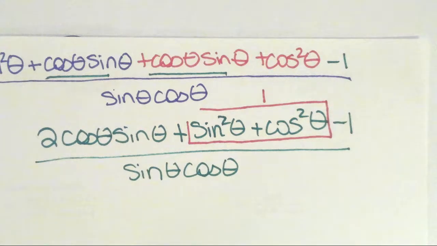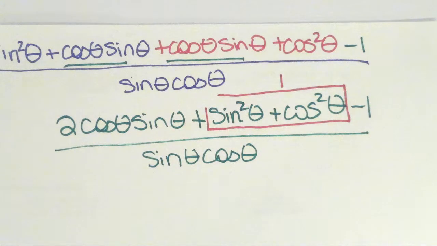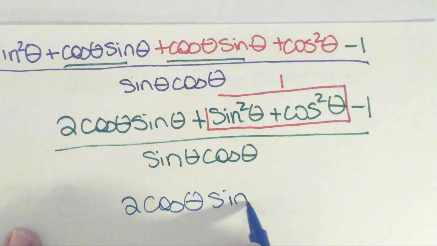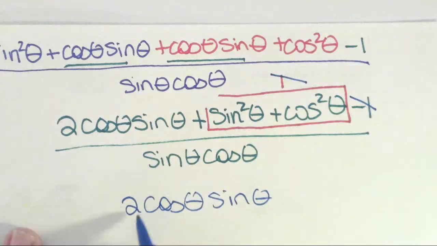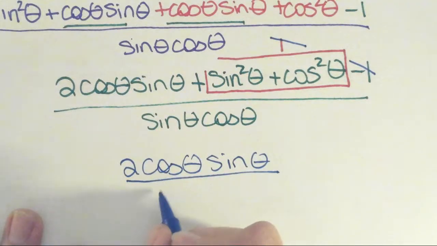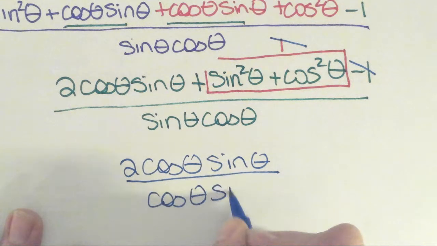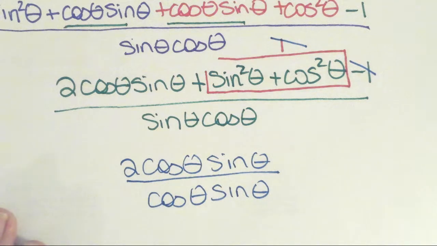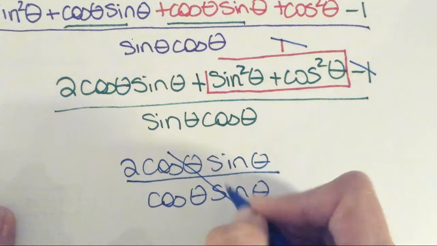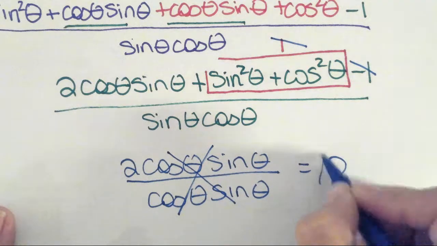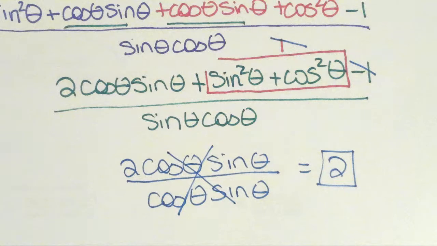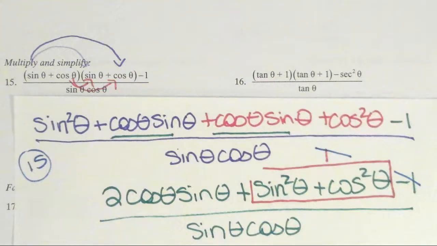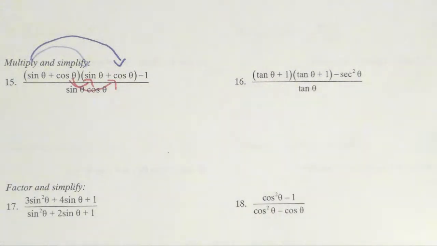Now when I did that, what happens to this 1 and that minus 1? They're going to cancel. So all I'm going to have left on the top is 2 cosine sine, over cosine sine. Remember, I said you can always write these in any order. So I have 2 cosine sines divided by 1 cosine sine. The cosine sines cancel, and my answer is 2. Okay, so that is problem number 15.